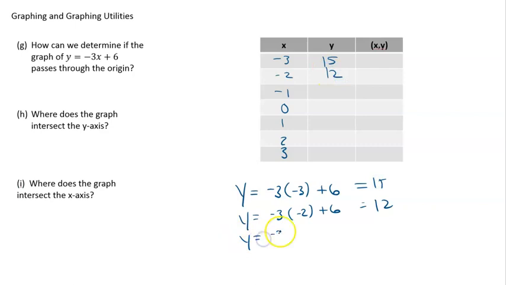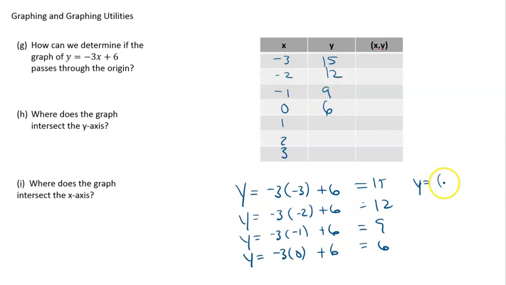Y is equal to -3 times -1 plus 6. Notice I'm not showing any work this time, although I think you should. -3 times -1 is 3, 3 plus 6 is 9. Y is equal to -3 times 0 plus 6. That's 0 plus 6, which is 6. Y is equal to -3 times 1 plus 6. Forgive my writing. That's -3 plus 6, which is 3.